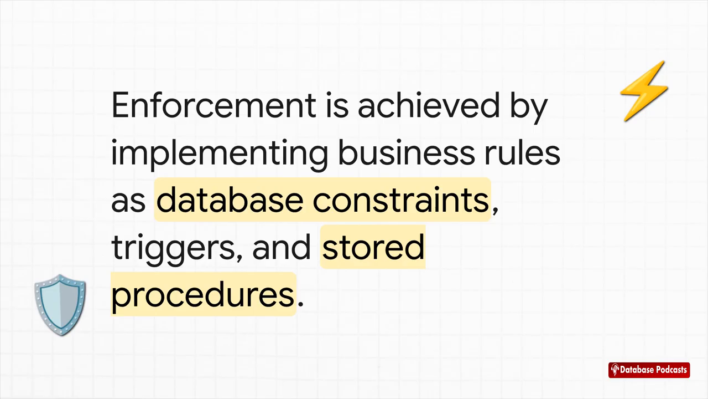We've already seen how constraints like primary and foreign keys work. But for more complex business logic, we can use things like database triggers, which are little pieces of code that run automatically when data changes, or stored procedures to systematically check and validate everything. If something doesn't meet our standards, it gets rejected.